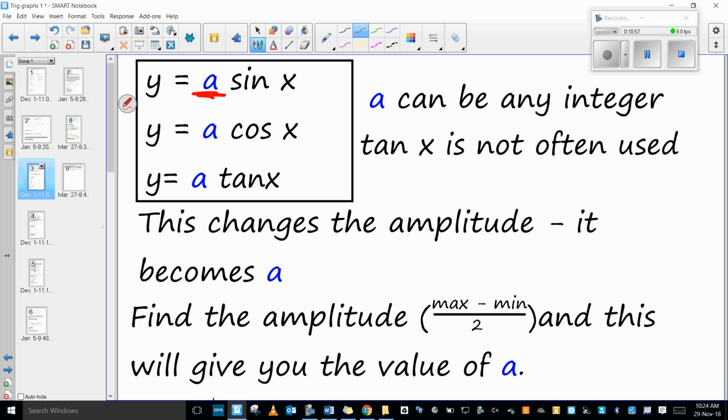And what effect does it have? It's going to change the amplitude. Whereas our amplitude initially was 1, whatever number is here is now going to be your amplitude.